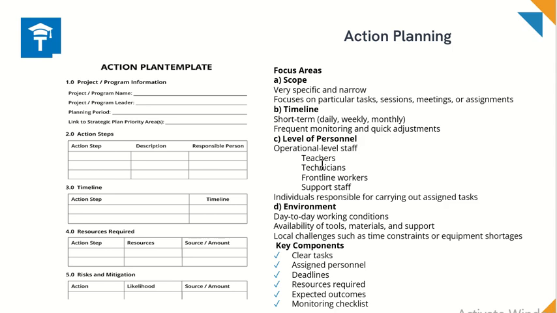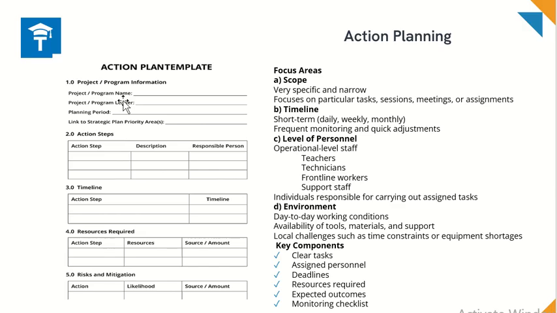Then we have the key components that are required in this action plan. We have the clear tasks, assigned personnel, we must have the deadlines, we have the resources required, we have the expected outcomes, and we have the monitoring checklist. Then we have the template for the action plan.